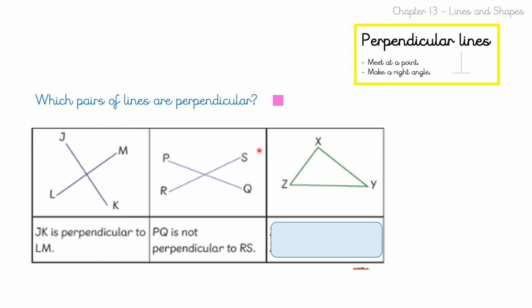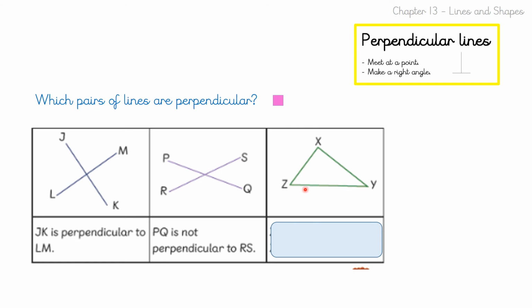Now, let's have a look at our last figure. This one is a bit trickier because we've got 3 lines now. So we've got XZ, ZY and YX. Are this line and this line making a right angle? No. We know that's an acute angle, so even though they do meet at a point, these 2 lines are not perpendicular lines.